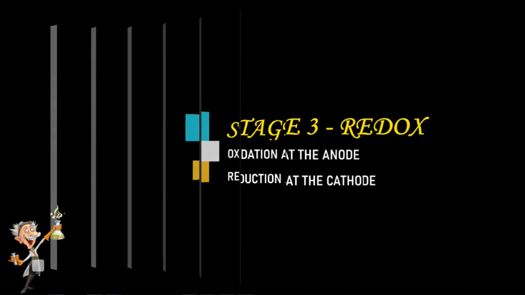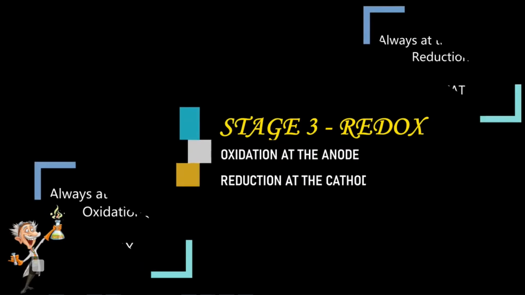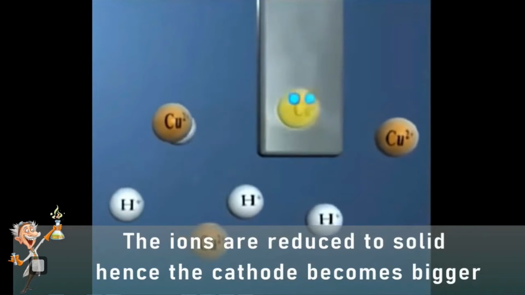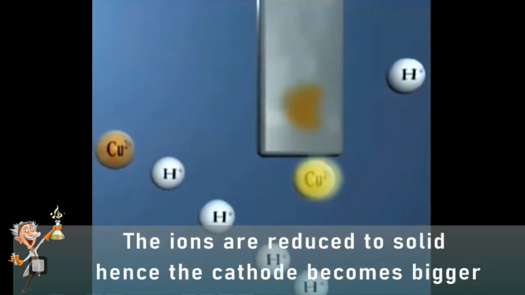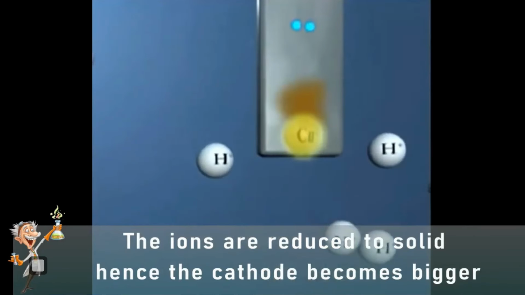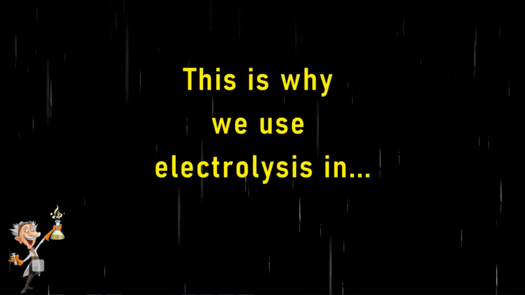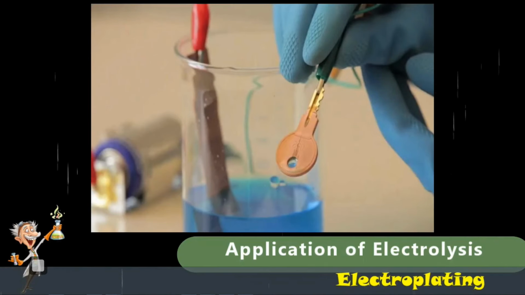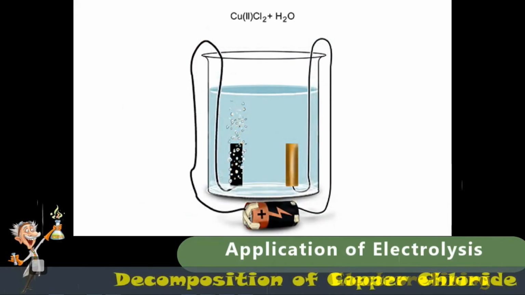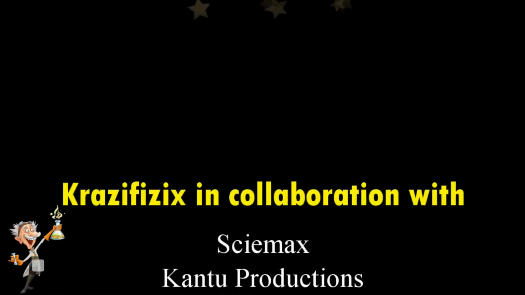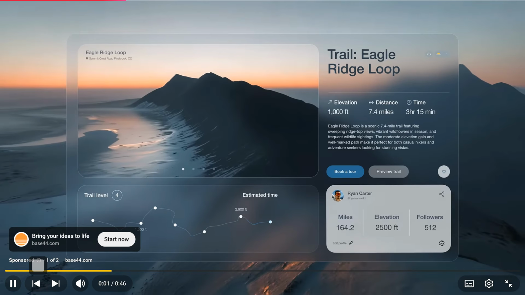Step 3, oxidation at the anode, reduction at the cathode. The ions are reduced to solid. The cathode becomes bigger, it gains weight. Electrolysis. Now, what are the processes? Electrorefining. Deposition of copper chloride, extraction of aluminium, chloride, alkali industry. Yeah. Done. So easy.